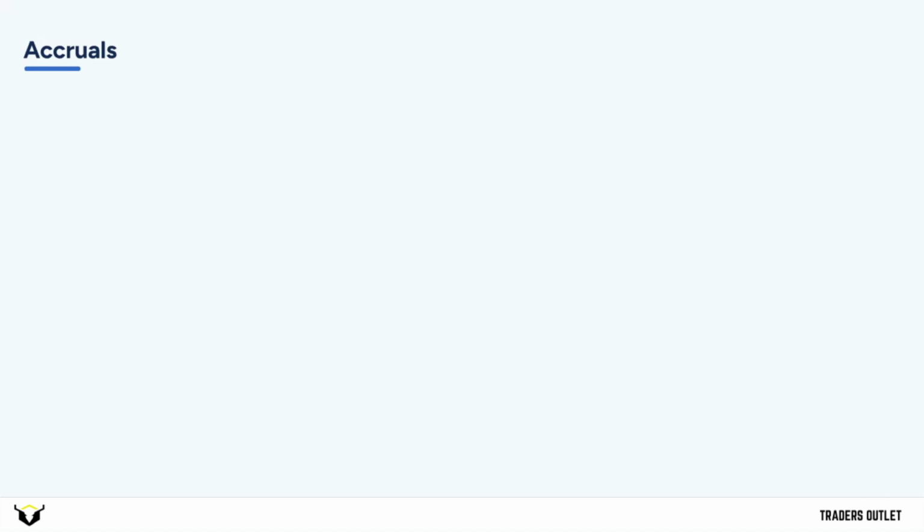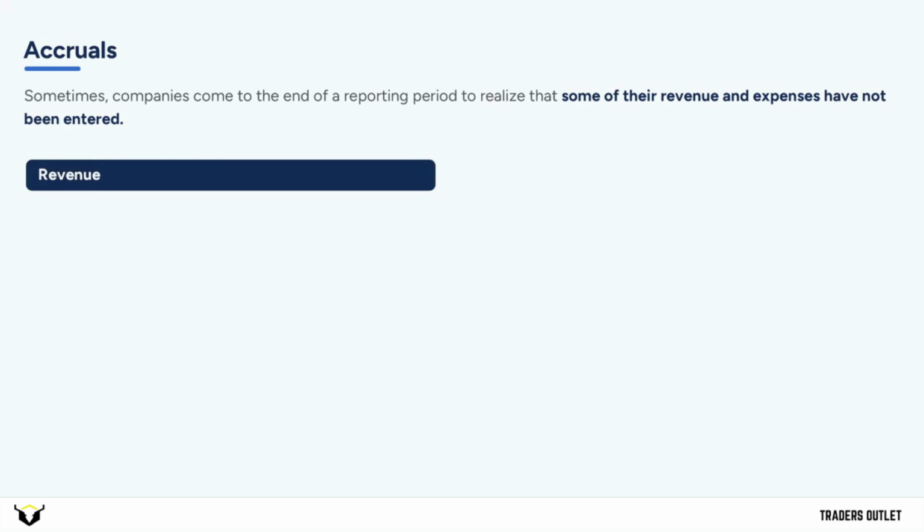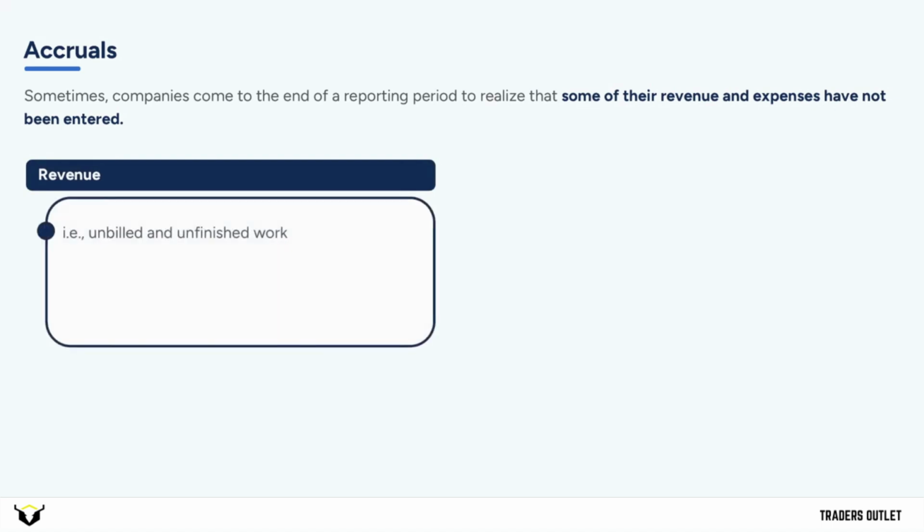The final type of adjusting entry I'd like to talk you through is something called accruals. Sometimes companies reach the end of their reporting period, let's say it's 12 months or a year, and realize they just haven't had a chance to record all their transactions. This can happen for a wide range of reasons. I'll just give you one. Perhaps a company is so busy with work that they've done the work, but they haven't had time to prepare and send out the invoices for that work before the end of the year.